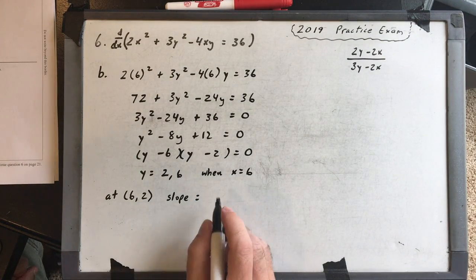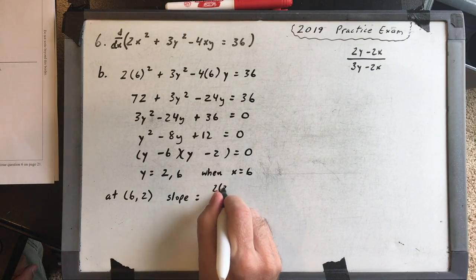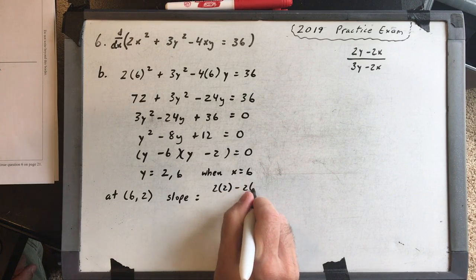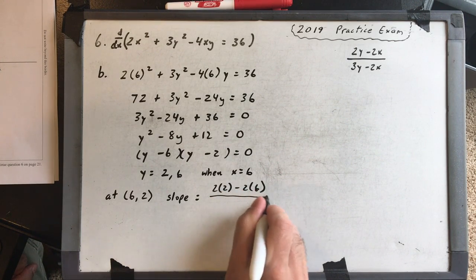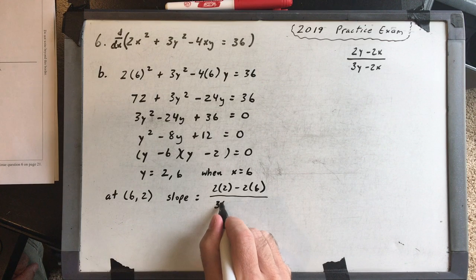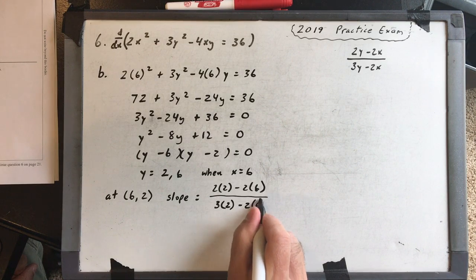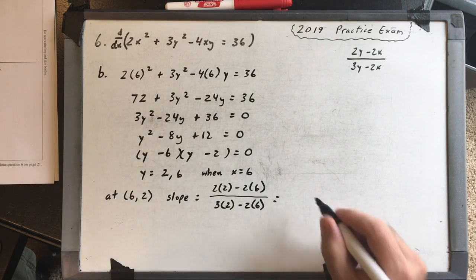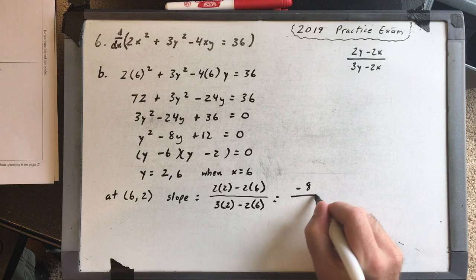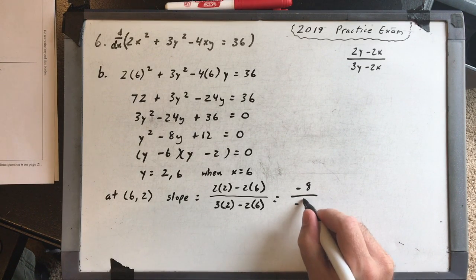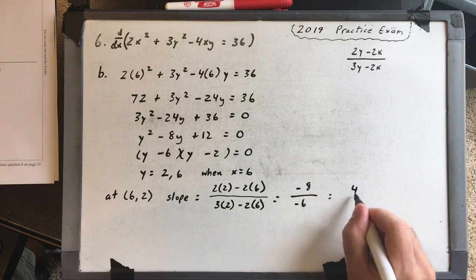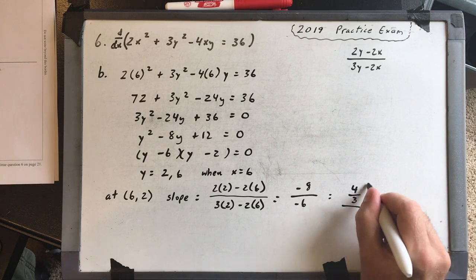So 2 times 2 minus 2 times 6 over 3 times 2 minus 2 times 6. So that's 4 minus 12, negative 8, over 6 minus 12, which is negative 6, which would be 4/3.